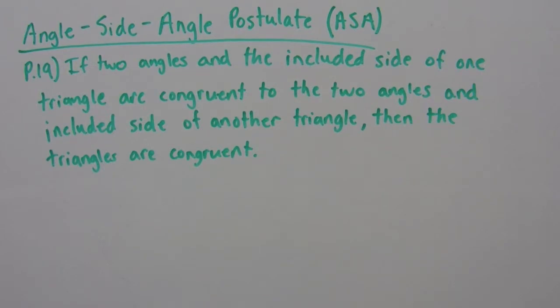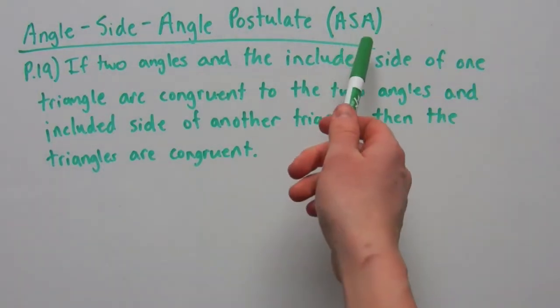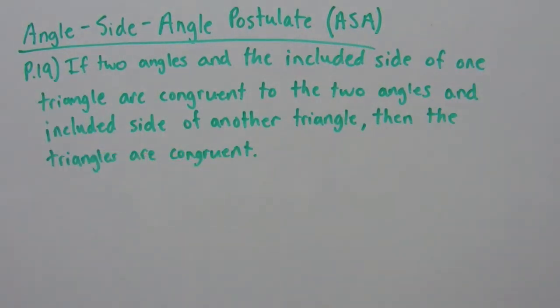The angle-side-angle postulate, ASA for short, is our 19th postulate, and it says that if two angles and the included side of a triangle are congruent to two angles and the included side of another triangle, then the triangles are congruent.